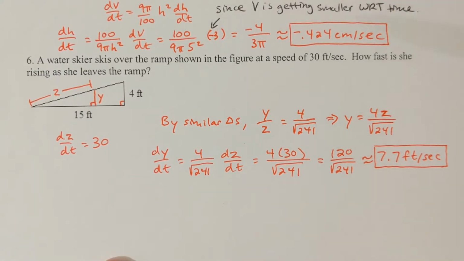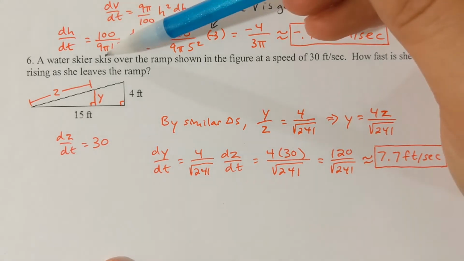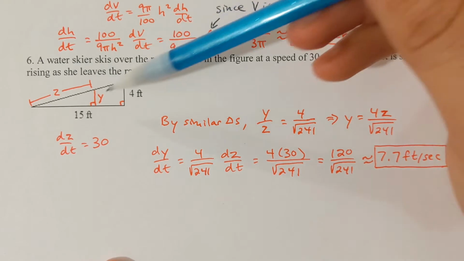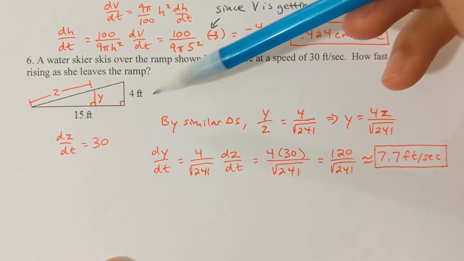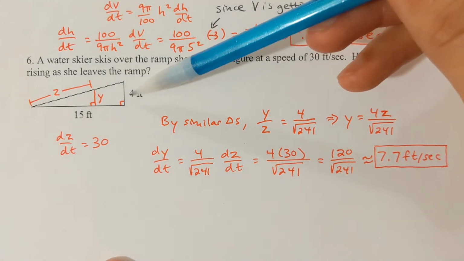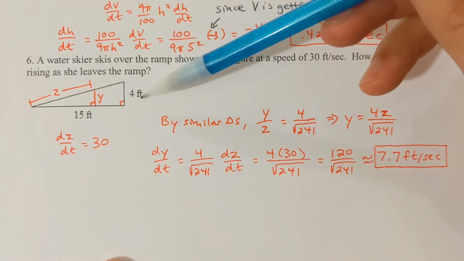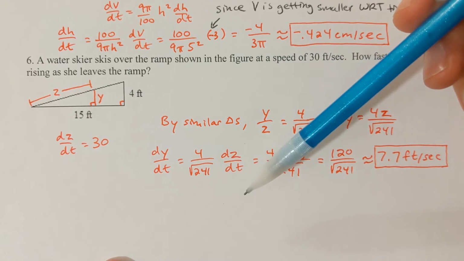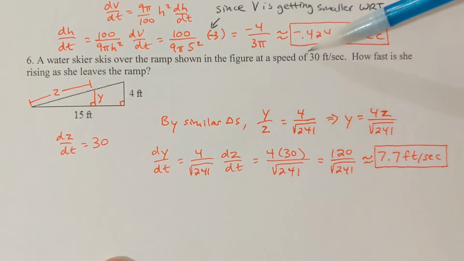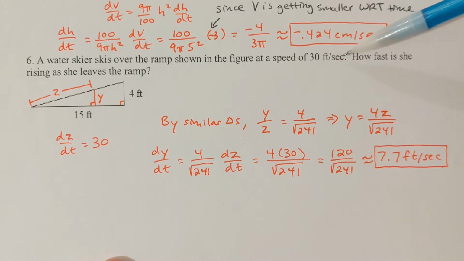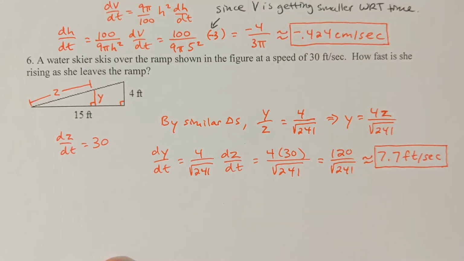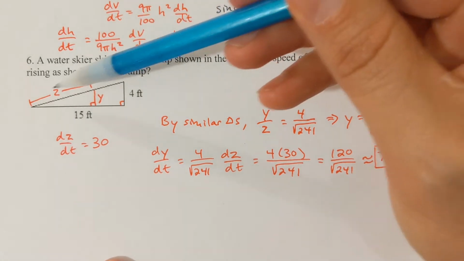Now, what do we need to find in the problem? It says, how fast is she rising as she leaves the ramp? Well, y would be changing. z is also changing, but the fact that she's rising as she's leaving the ramp means that y would be increasing, so we need to find dy/dt. Now, the skier is skiing over the ramp at a rate of 30 feet per second. They're telling me that dz/dt is 30 feet per second, right? That's how z is changing.